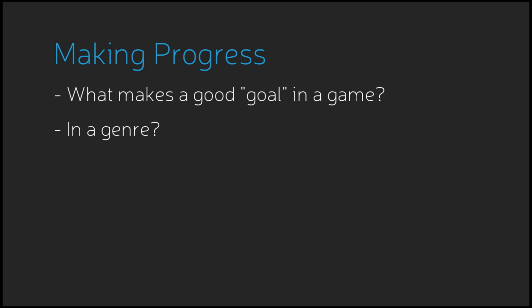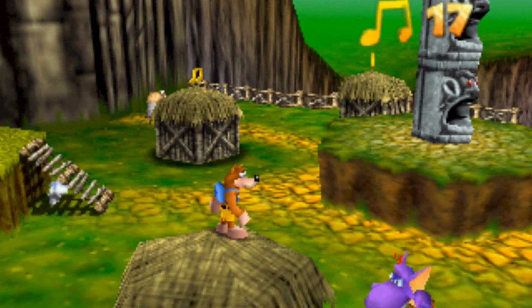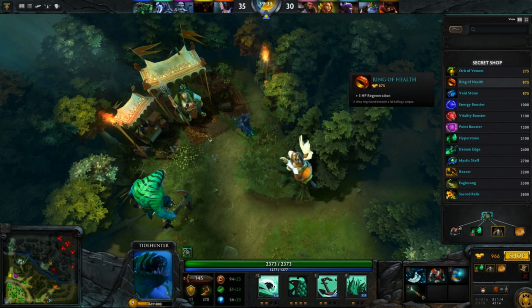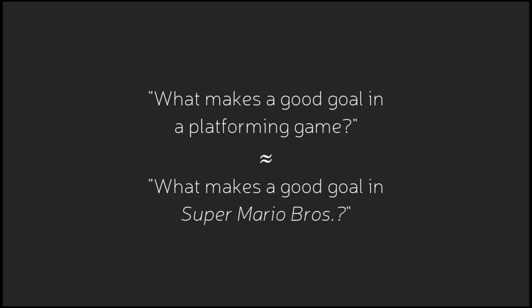The problem with this approach is that video game genres tend to be a single system design with relatively minor iterations. Genres are too specific. Super Mario Bros. has a lot in common with Banjo-Kazooie, and League of Legends has a lot in common with Dota. So while what makes a good goal in a platforming game is an answerable question, we're not getting much more information out of that answer than if we had asked, what makes a good goal in Super Mario Bros.? This causes problems for those who want to make radically new designs.